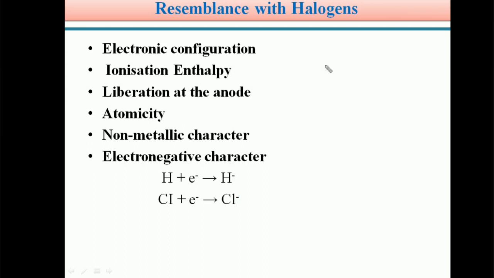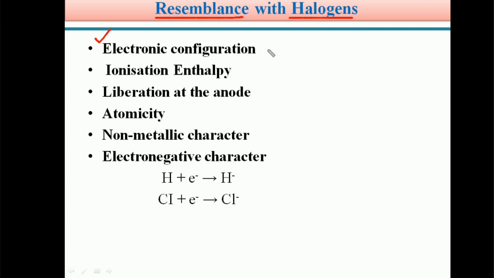And likewise, hydrogen has some similarities with halogens. So what are those? We can see them one by one. First one is electronic configuration. Students, hydrogen's electronic configuration is 1s1. After gain of one electron, it matches the stable configuration of the nearest inert gas, helium.